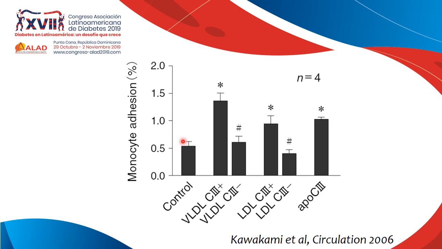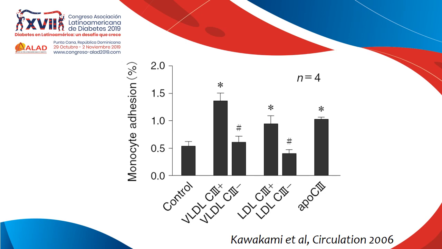So we have the control situation here with no lipoproteins. This is with VLDL that do not contain ApoC-III. You see it is pretty much the same as the control situation, but if you add VLDL that contain ApoC-III, that adhesion almost doubles, showing that ApoC-III and lipoproteins with this kind of apolipoprotein greatly increase the potential of macrophages to adhere to endothelial cells. And the same was true, even though to a lesser extent, for LDL containing ApoC-III. This is what we see here.